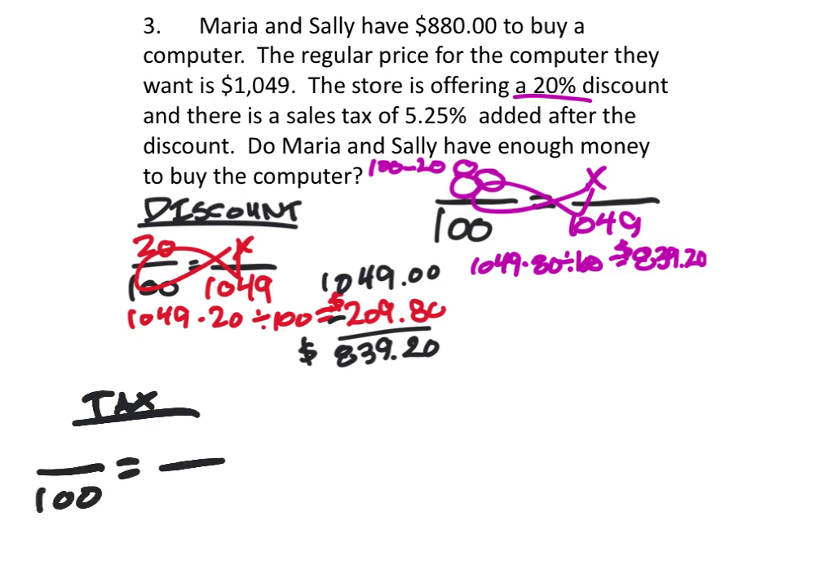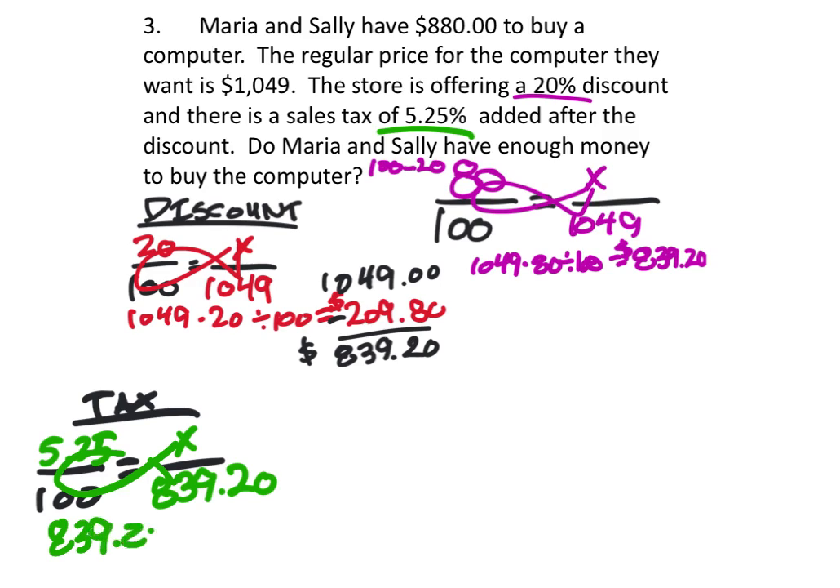And what was the tax? It was 5.25%, right? So 5.25. And when I get this number again, I'm going to need to add that to the 839.20, right? Okay. So this is how it sets up. Again, the 839.20, that's in the denominator because it's the total amount or the whole amount of the price after the discount. And once I apply fish method on this one, I get 839.20 times 5.25 divided by 100.